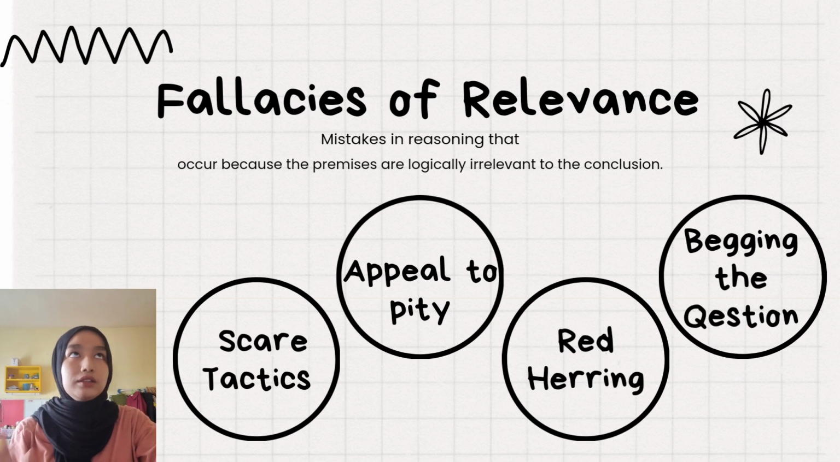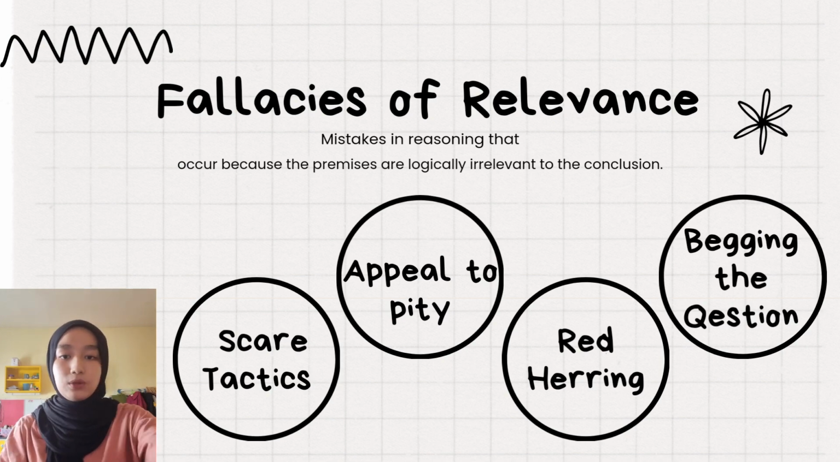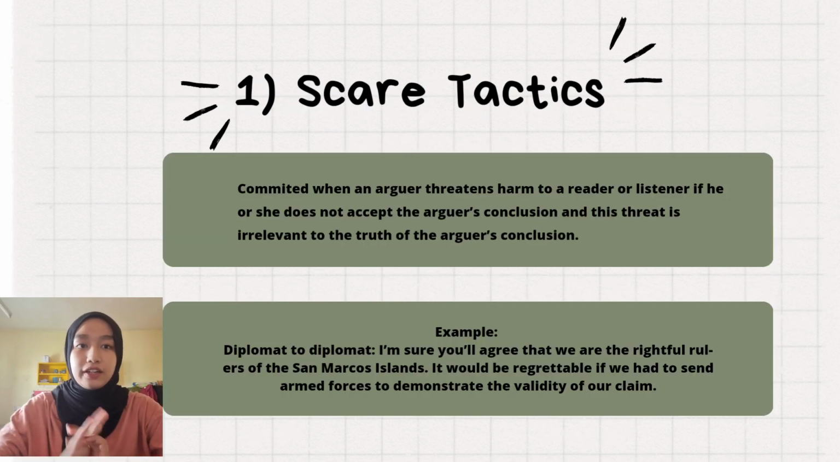There are more than 10 elements in fallacies of relevance, but today I'm going to talk about 4 of them, which are scare tactics, appeal to pity, red herring, and begging the question. First one is scare tactics.